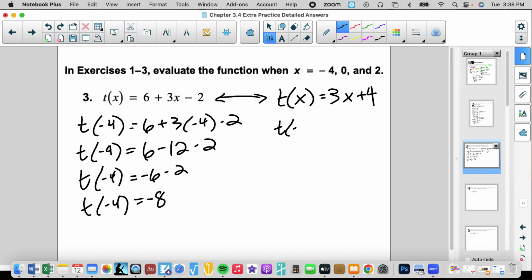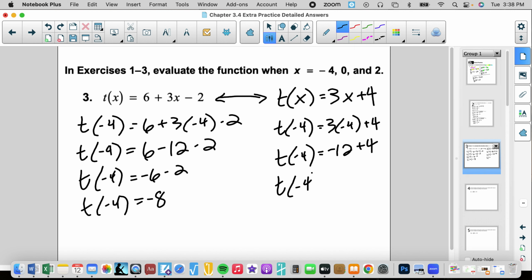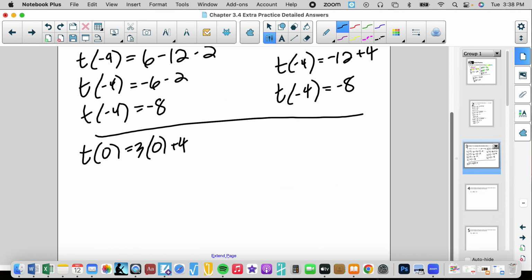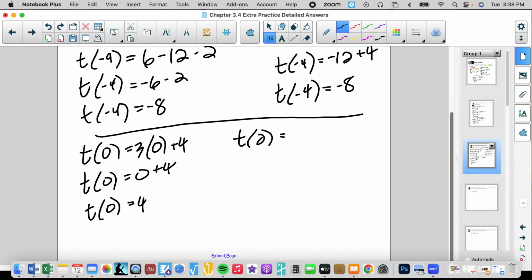And let's check and see. If we plug in -4, we still get that. -12 plus 4 is still -8. So I'm going to use that simplified function. And we're going to use it for 0: 3 times 0 plus 4. So t of 0 equals 0 plus 4. t of 0 equals 4. And then we'll do it for 2. Equals 3 times 2 plus 4.